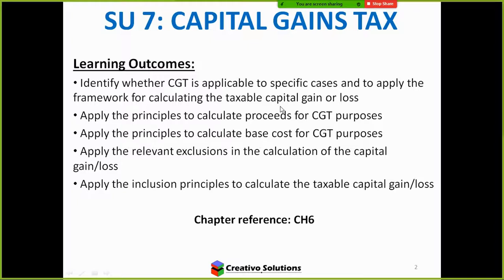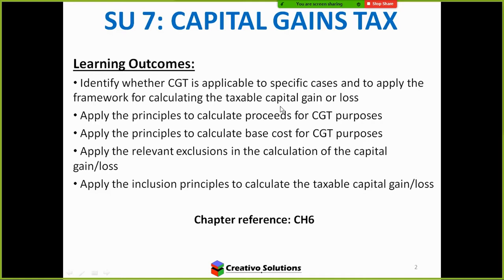All right, when looking at capital gains, you'll see when focusing on chapter 7 or study unit 7, you always need to take into consideration that calculation for taxable income. So we've been looking at it over the last few weeks. We've been focusing on specific line items in the actual calculation.